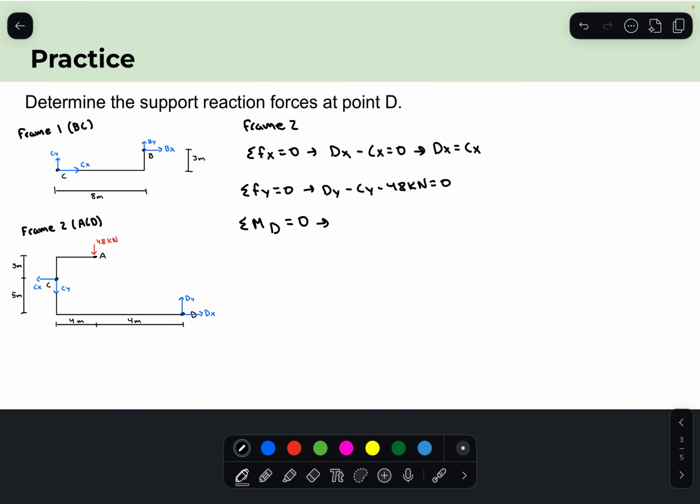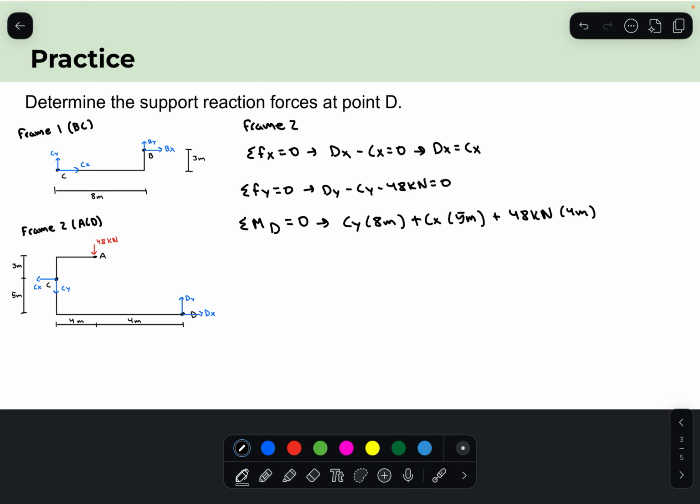We are going to get that Cy creates a positive moment, and it is 8 meters away. Cx also creates a positive moment, and it has a 5 meter lever arm. And the 48 kilonewton load also creates a positive moment about point D, and it has a 4 meter lever arm. Okay, so just a review of the lever arms here. For Cy, the perpendicular distance to force Cy is 8 meters. The perpendicular distance to force Cx is this 5 meters, and the perpendicular distance to the 48 kilonewton force is this 4 meters.